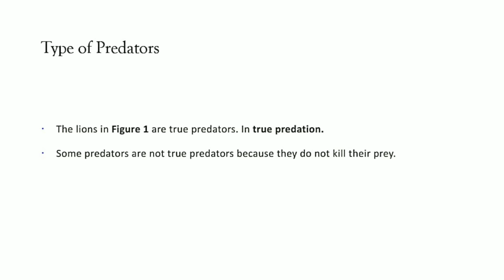And some predators are not true predators because they do not kill their prey. Instead, they graze on their prey. In grazing, a predator eats part of its prey but rarely kills it. For example, deer graze on plants but do not usually kill them. Animals may also be grazed upon. For example, female mosquitoes suck tiny amounts of blood from animals but do not harm them, although they can transmit disease.